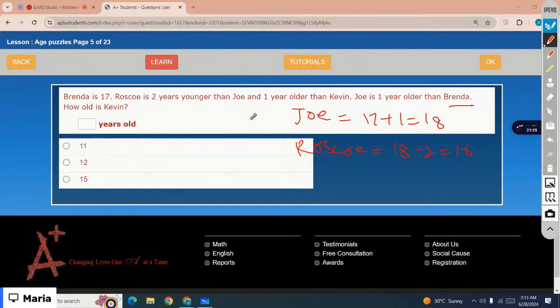And then Roscoe is 1 year older than Kevin. So Kevin is 16 minus 1 equals 15. So the correct option is 15. Option number 3 is the correct option. That is 15.